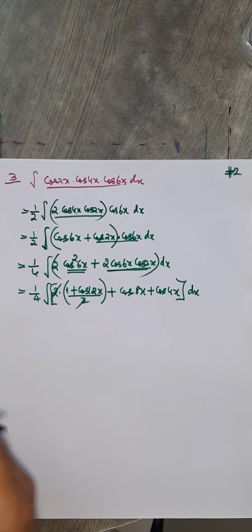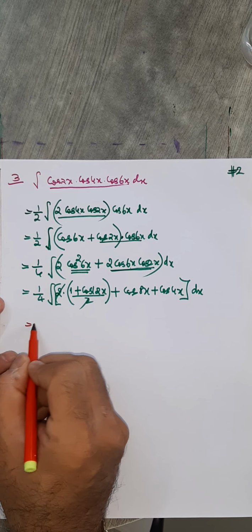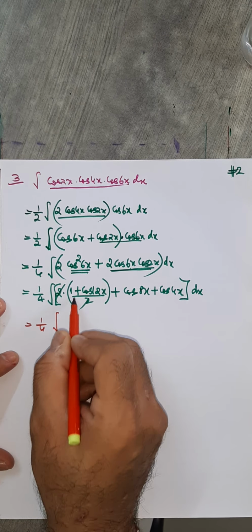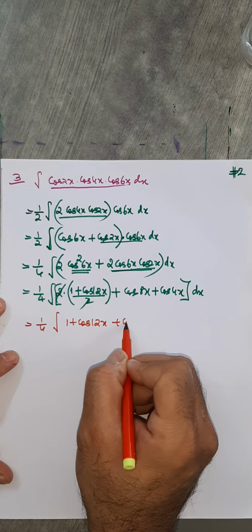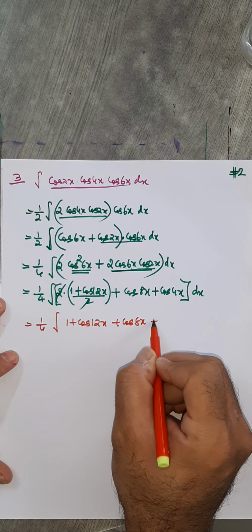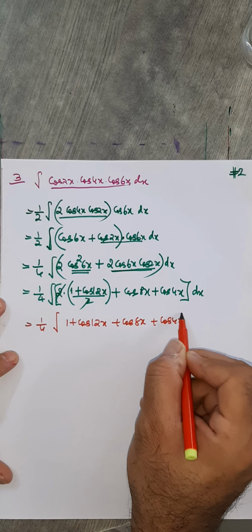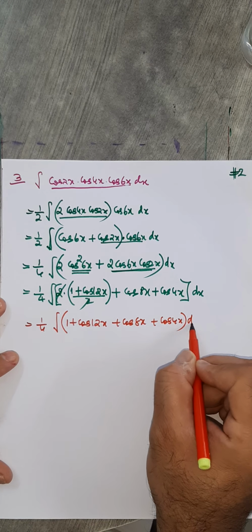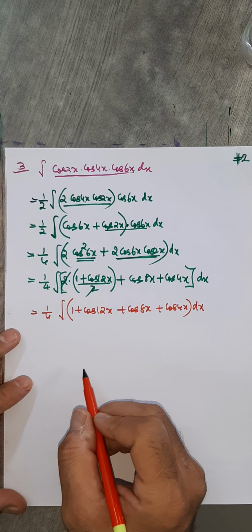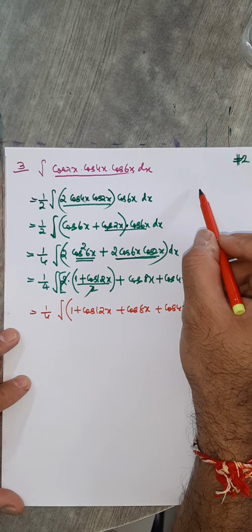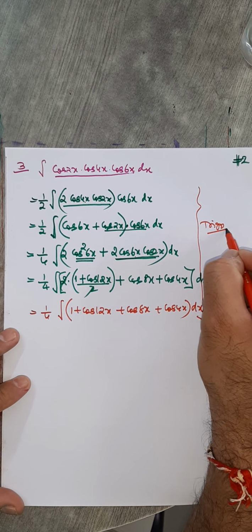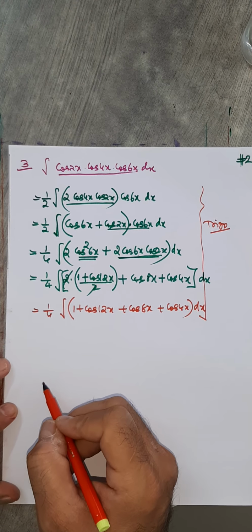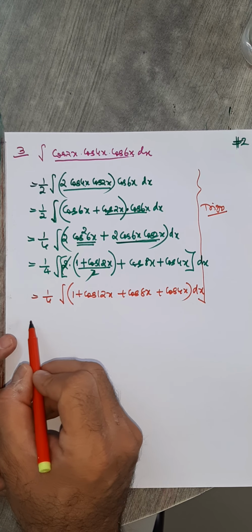Okay. So now finally we have 1 upon 4 times (1 plus cos 12x plus cos 8x plus cos 4x). So this is the most simplified form. What is this? This is not integration, remember. This is just 11th standard trigonometry. Integration will be the last step now, right?